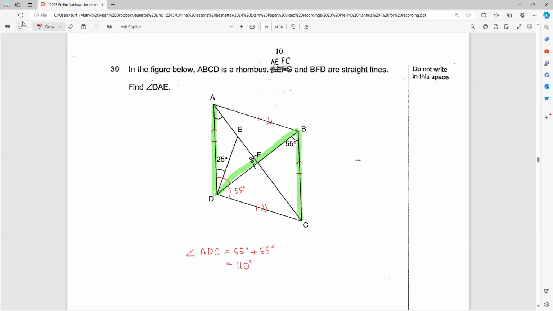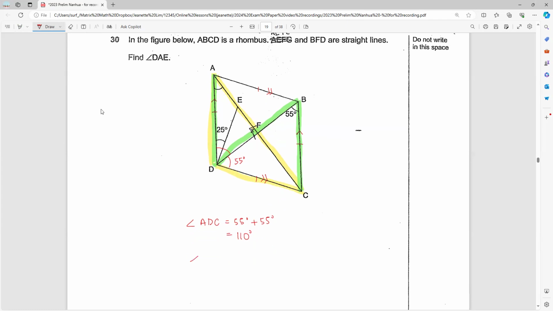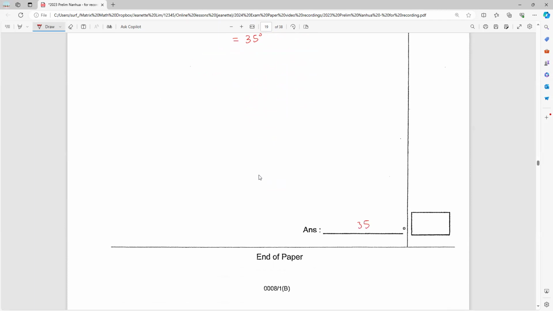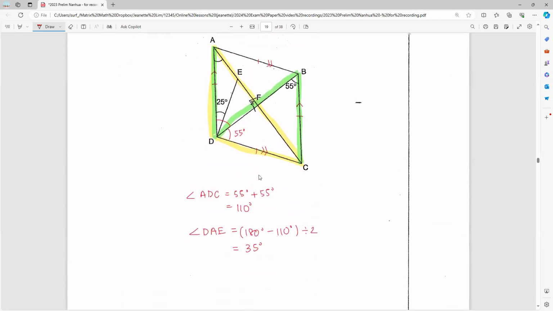And then because you have an isosceles triangle here, actually you don't need the 25 degrees. Then you just take 180 minus 110, divide by 2. Okay, so DAE is 180 minus 110, then divide by 2. And you will get 35 degrees. Okay, so the answer is 35 degrees.